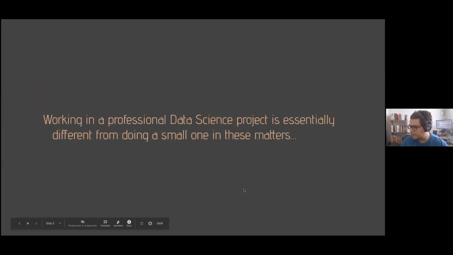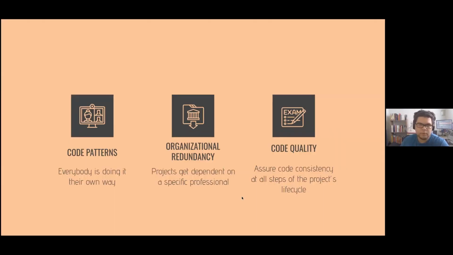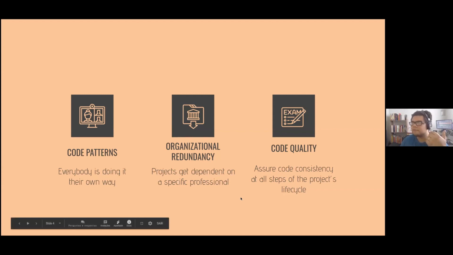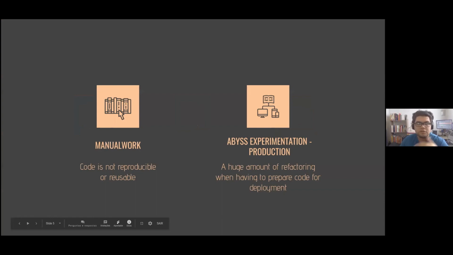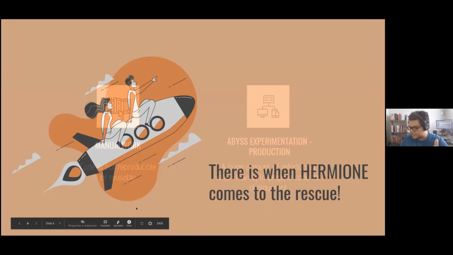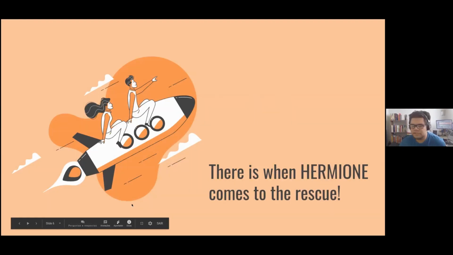We already talked about this. We have very different scenarios when you're doing data science Kaggle style, if I may say so, and professional style. This is what we were talking about: the problems with code patterns, organization, redundancy, code quality, lots of manual work, the abyss between the experimentation phase and the production phase. This is when Hermione comes to the rescue.